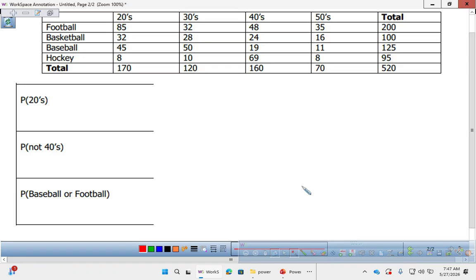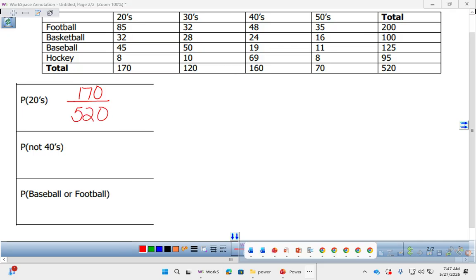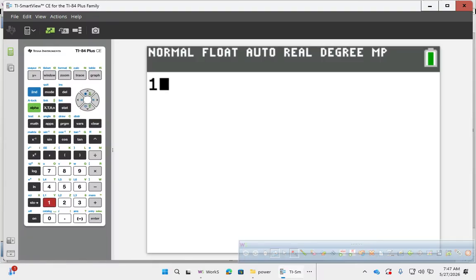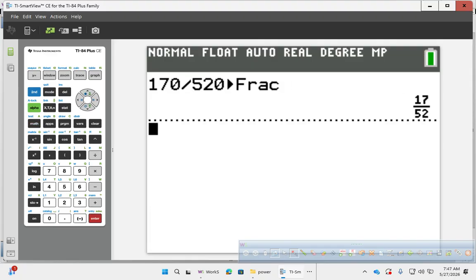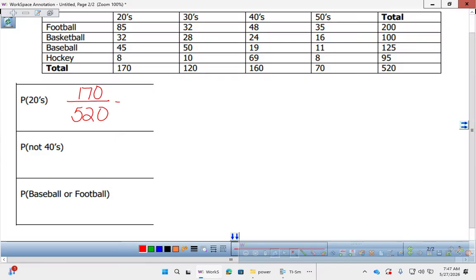So it says probability of the 20s. So it doesn't specify the sport, it's just 20s in general. So I'm going to go to 20s and look at that total. So this one's going to be 170 over the 520. For all of these, you want to take the time to type that into the calculator. So 170 divided by 520, math, enter, enter. 17 over 52. So my final answer for this one is 17 over 52.